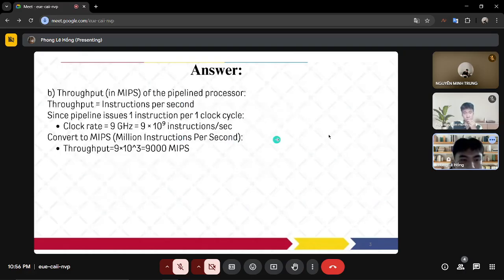About part C, the throughput in MIPS of the pipeline processor. Throughput equals instructions per second. Since the pipeline issues one instruction per clock cycle, that means the clock rate of 9 GHz equals 9 times 10 to the power of 9 instructions per second. Converting to MIPS, it is 9 times 10 to the power of 3, equal to 9,000 MIPS.